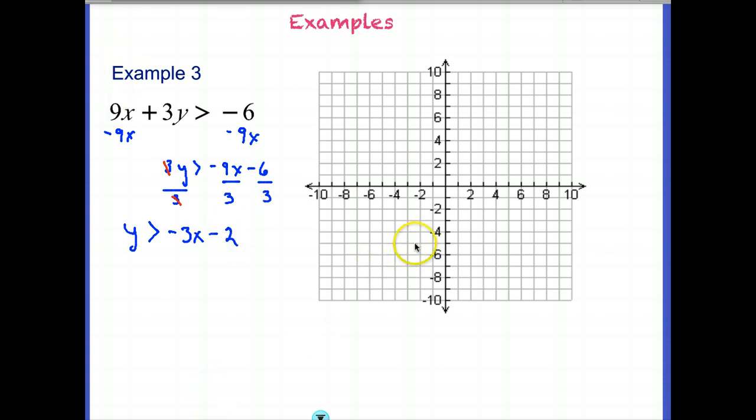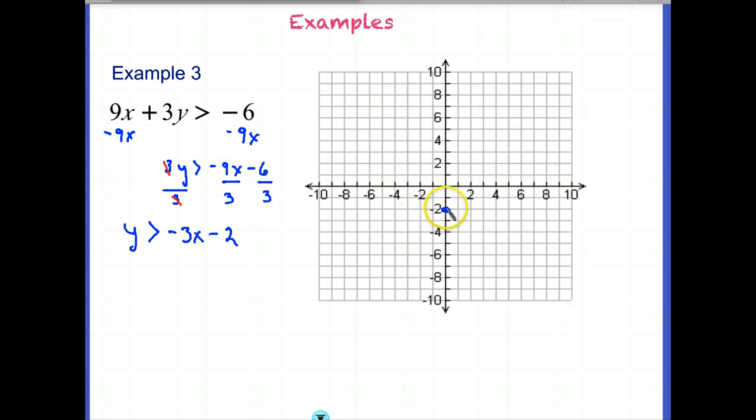Now I'm ready to graph this equation. So I will plot my y-intercept first, which is at the negative 2, down here. And then I'll use my slope to help me graph my next point. And again, it's a negative slope, so I'll need to angle downwards from left to right.